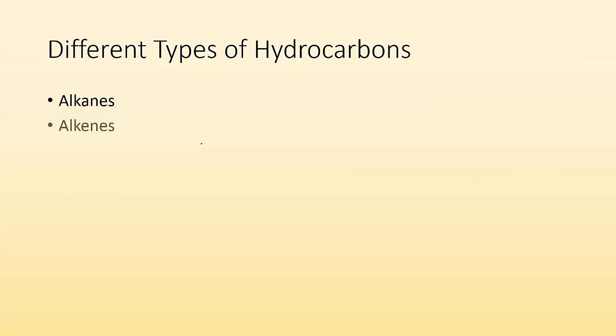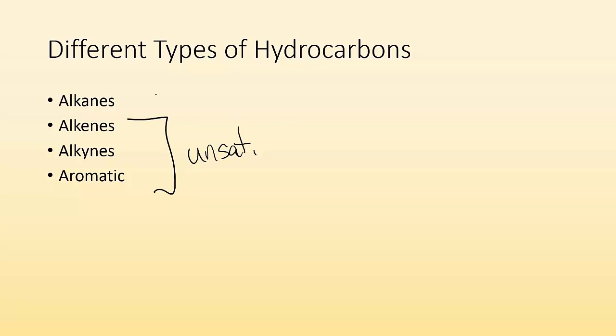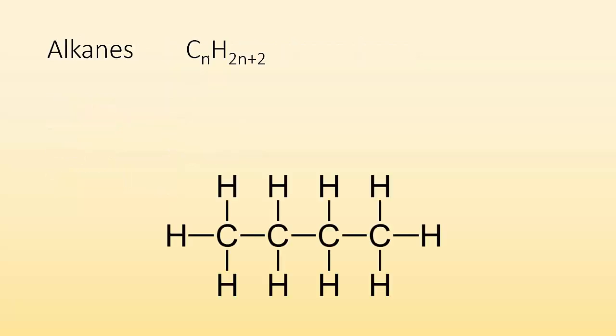We can have alkanes, alkenes, alkynes, and aromatics. So relating back to that vocab, these are all unsaturated. And then our alkanes are going to be our saturated hydrocarbons. And you'll see what that means in a second. So alkanes have a generic formula of CnH2n+2, where n is just the number of carbons and H is twice that number of carbons plus 2.